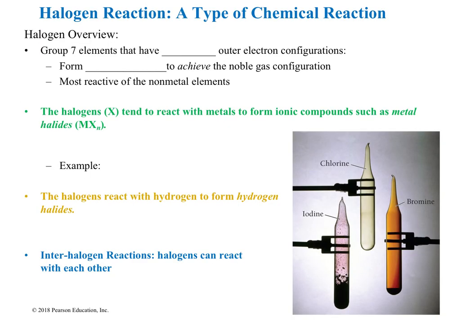The last reaction type is the halogens. So group 7 elements, they have an ns2 np5 electron configuration. So they're really close to being like a noble gas if they just gain 1 electron and form the -1 anion. So they are the most reactive nonmetal elements.